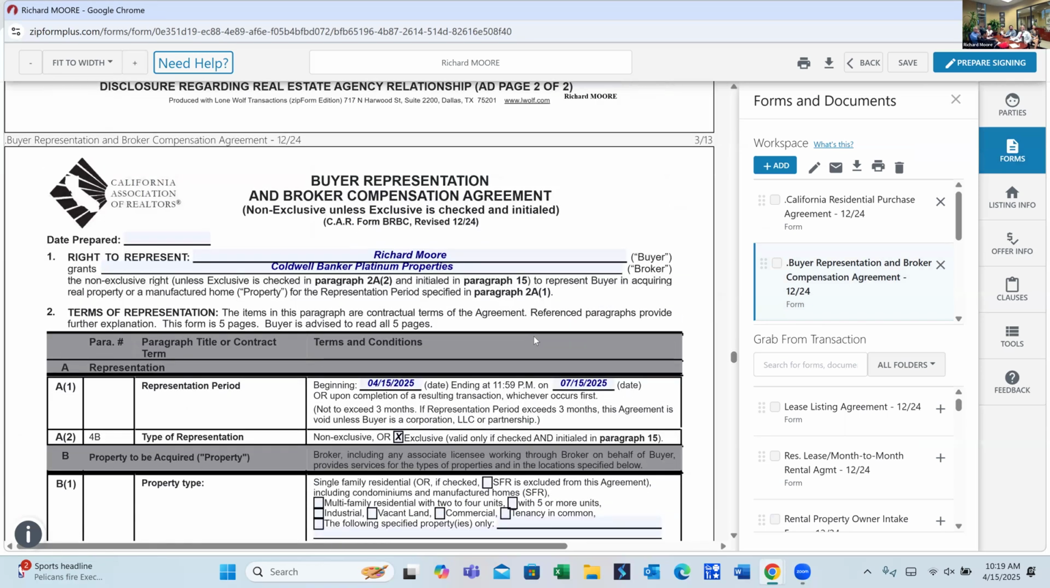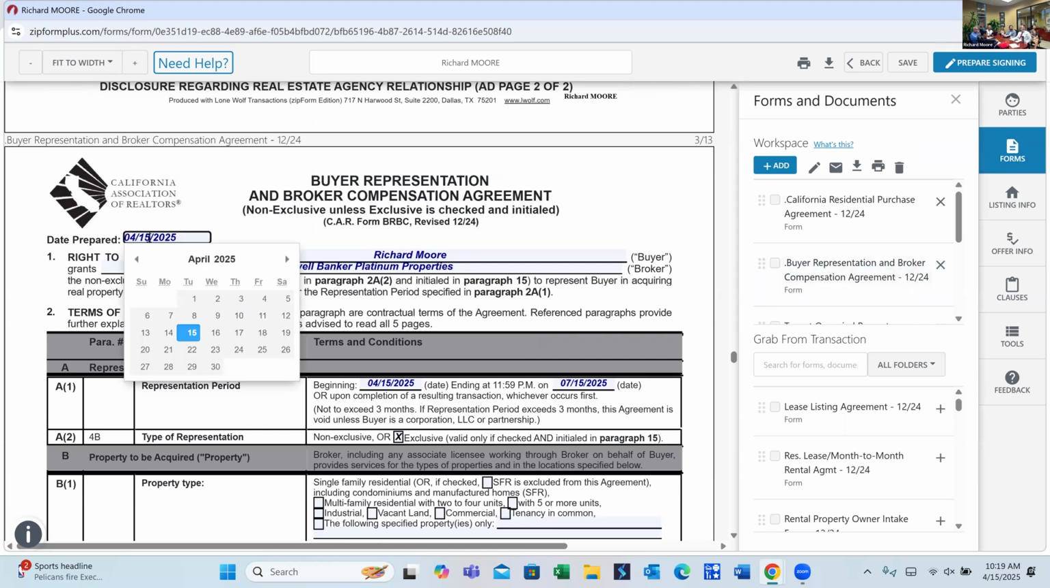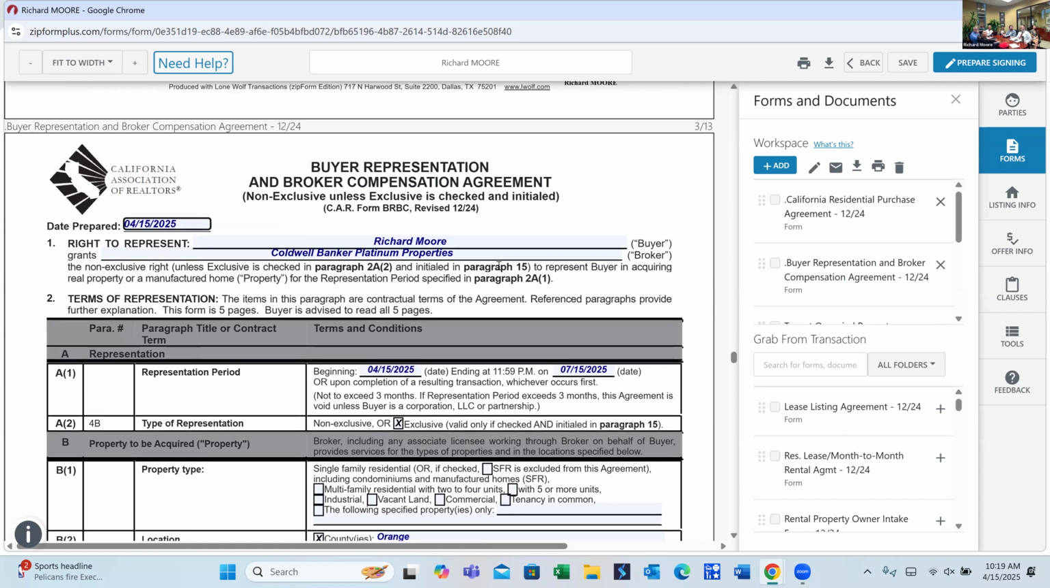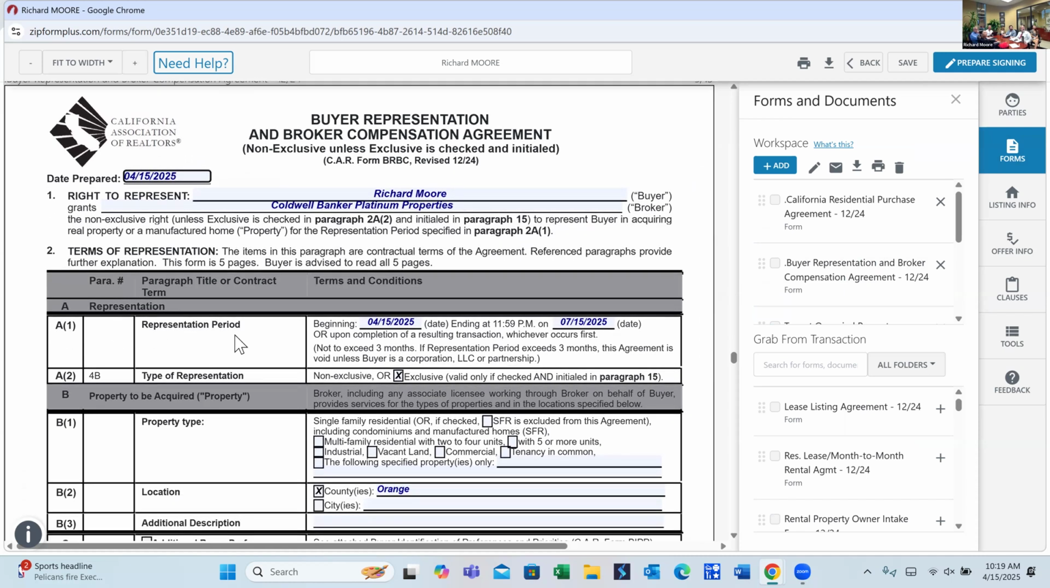Now let's just go through this quickly because this is very important. Date prepared, well, I would put today's date. And then got the name of the buyer, the broker, and then a section A1, representation period. It's beginning April 15th, and it's ending July 15th, on the 15th of July.